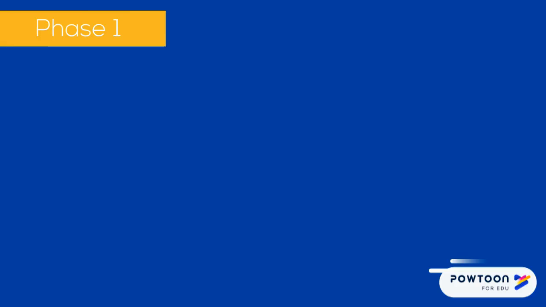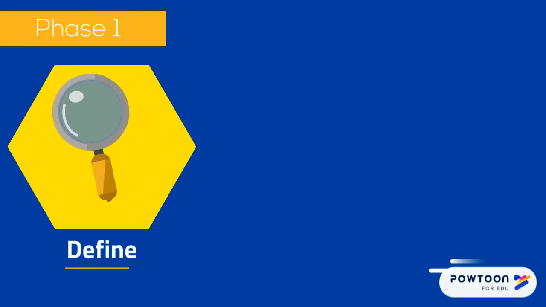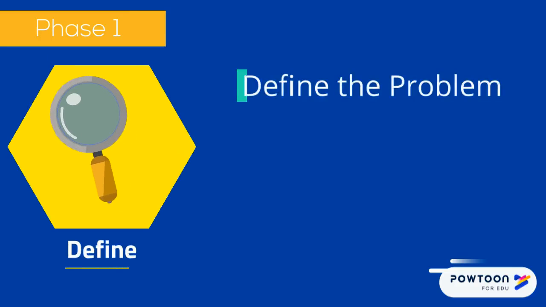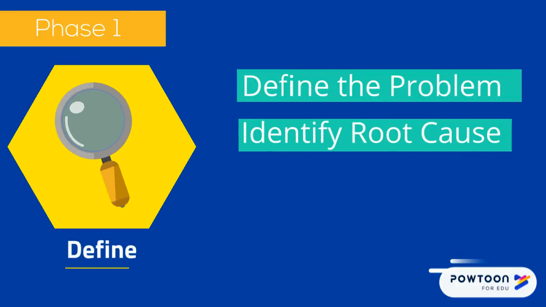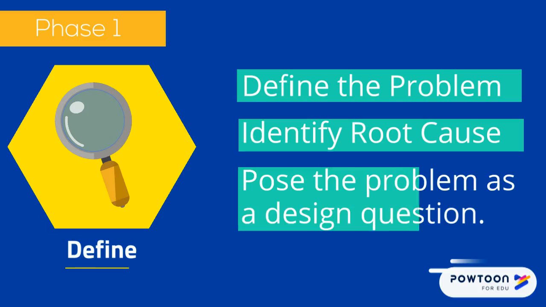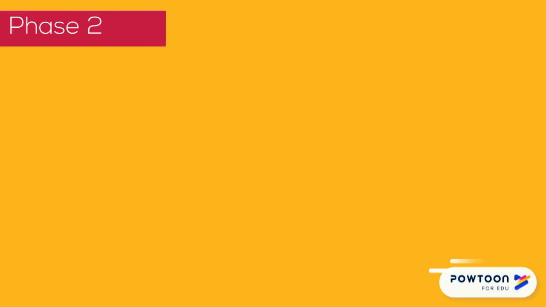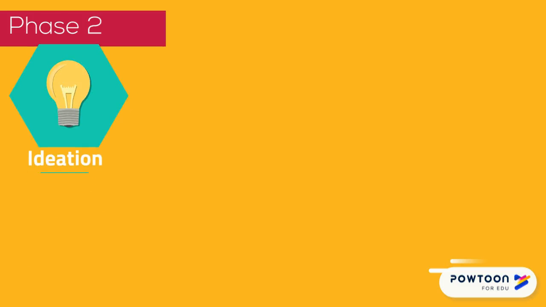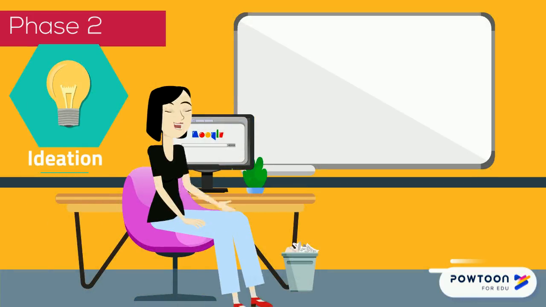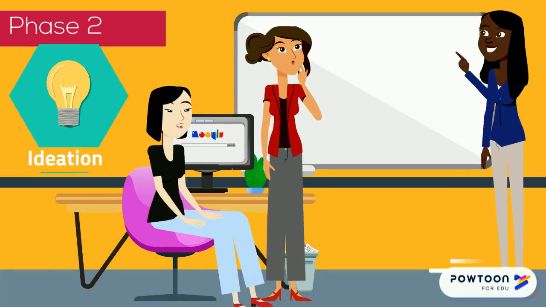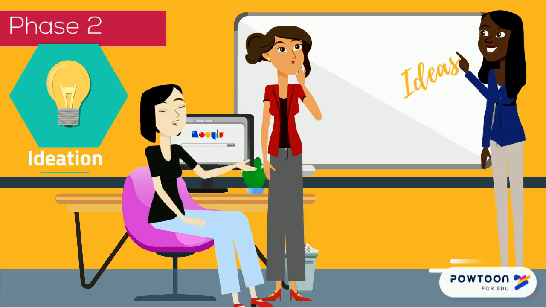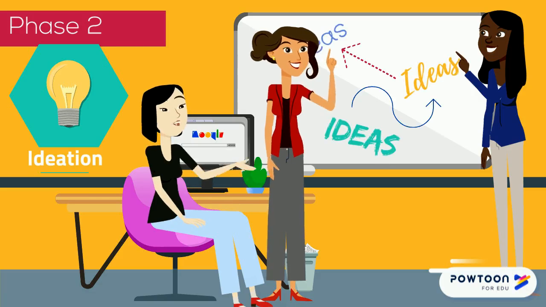In Phase 1, often called define or discovery, the design team defines the problem, identifies the root cause, and poses the problem as a design question or a challenge. Often, user feedback or the human experience is a part of this process. Phase 2 of the design thinking process is often referred to as ideation or brainstorming. In this phase, the design team comes together and brainstorms ideas and possible solutions to the problem identified in Phase 1. There are often a lot of ideas in this stage.